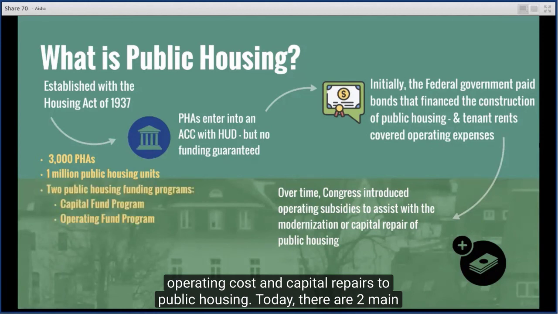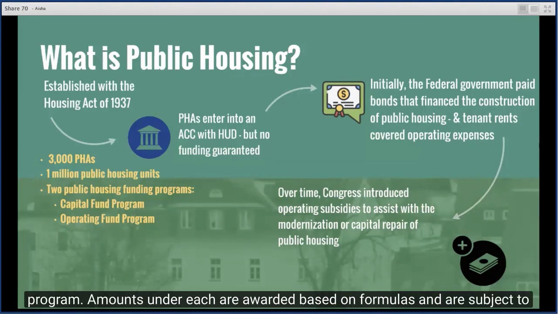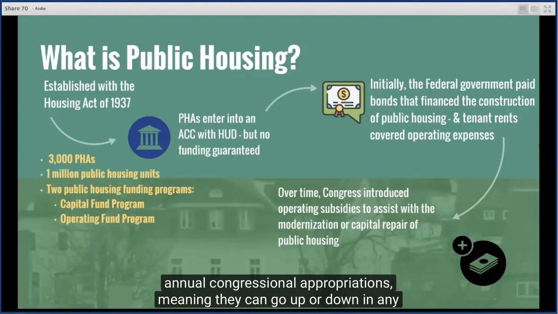Today, there are two main public housing funding programs, the Operating Fund and the Capital Fund program. Amounts under each are awarded based on formulas and are subject to annual congressional appropriations, meaning they can go up or down in any year.